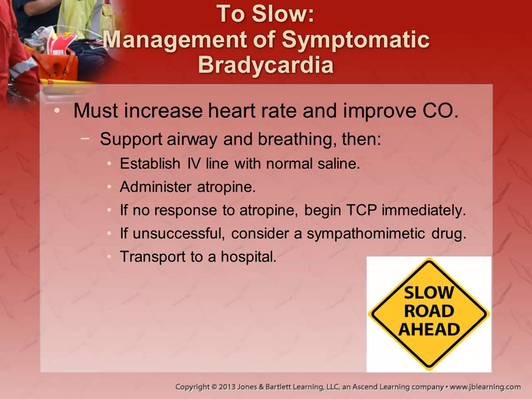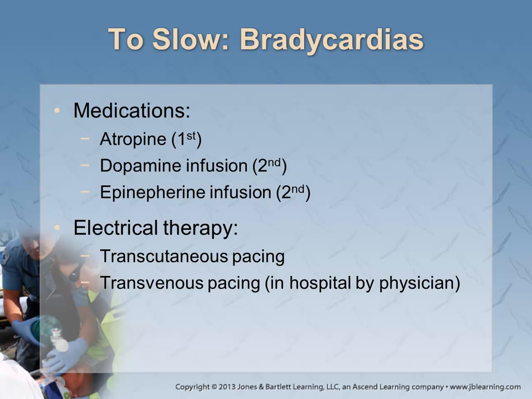If no response to atropine, then we're going to begin transcutaneous pacing. If all this is unsuccessful, we're going to consider a sympathomimetic drug. What are some of your sympathomimetic drugs? Epi, what else? Dopamine. All right? So your algorithm says dopamine or an epi drip, right? So our first line medication is atropine. Our second line is dopamine. Our third line is epinephrine.